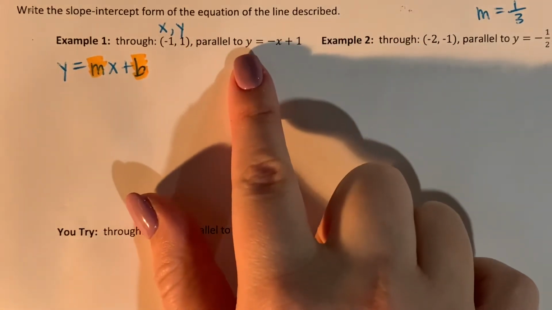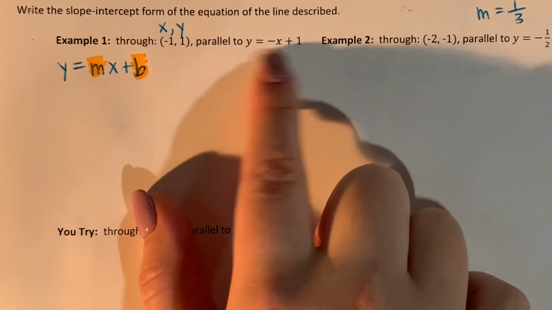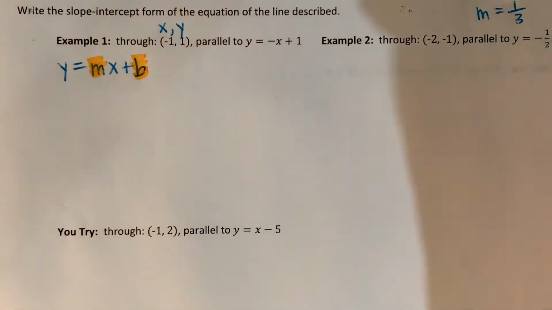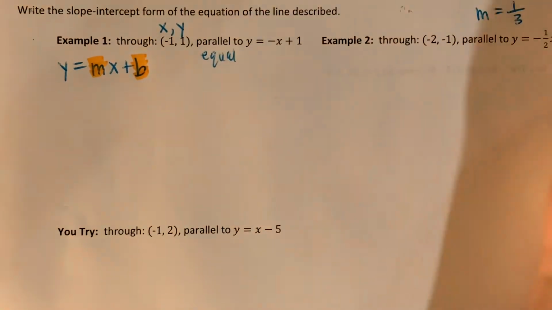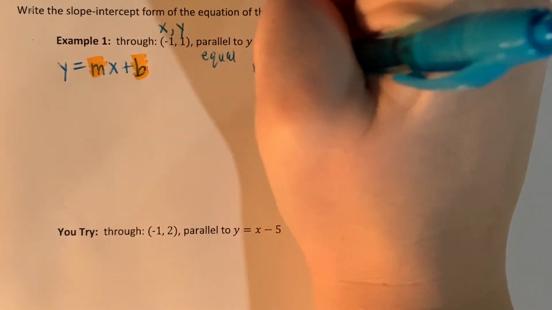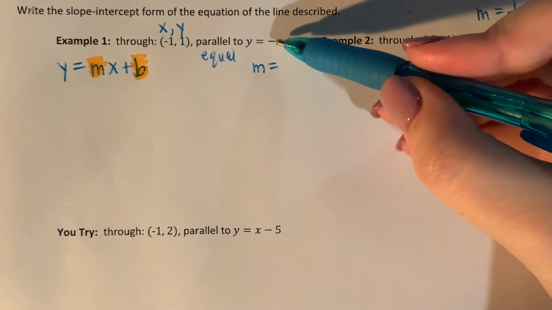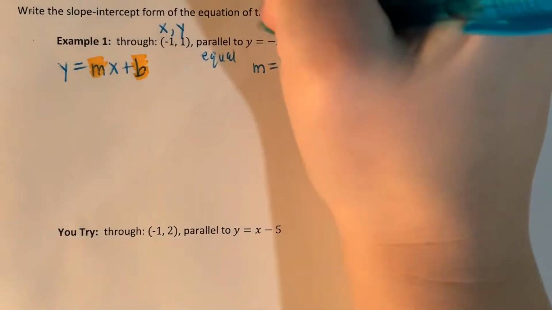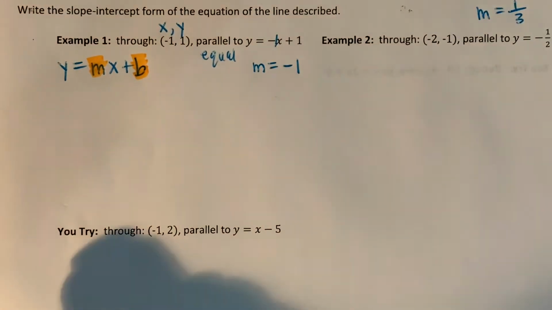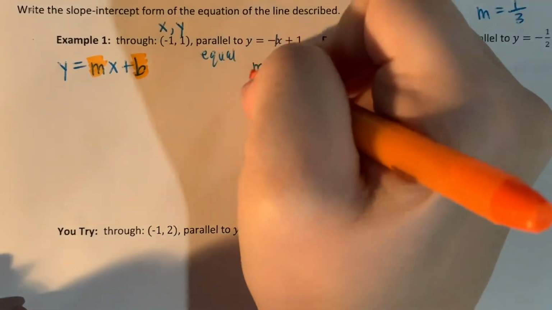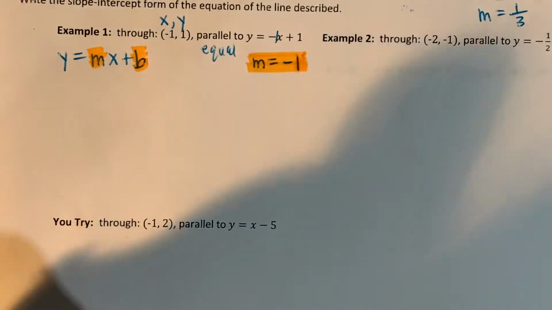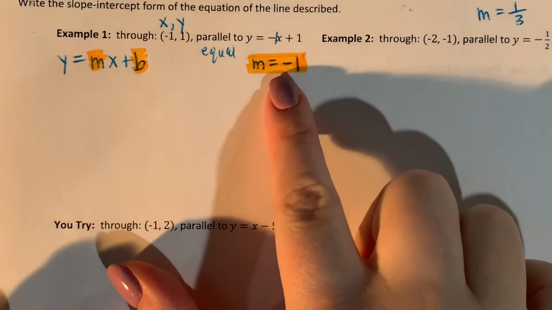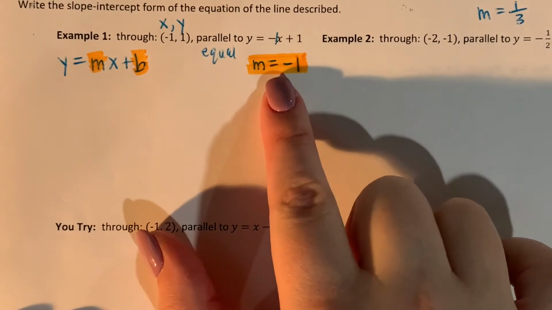If our slope has to be equal to the slope in this given line, then we're just looking at what number is in front of x. And again, we said parallel lines have equal slopes. So my m here, if here I see a negative in front of the x, that's like saying negative 1x. So my slope has to be negative 1. So this means right here, I found one of my unknown pieces. I found that my slope is negative 1. So now I know my slope.